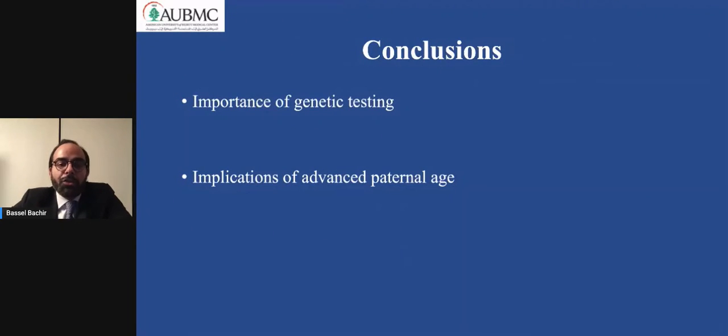So what are the implications of all of this? What's the importance of genetic testing? What are the implications of advanced paternal age? Well, to begin with, genetic testing is very important. It's very important to counsel our patients and to identify the cause of testicular dysfunction in our patients. And it actually helps our patients understand their disease.